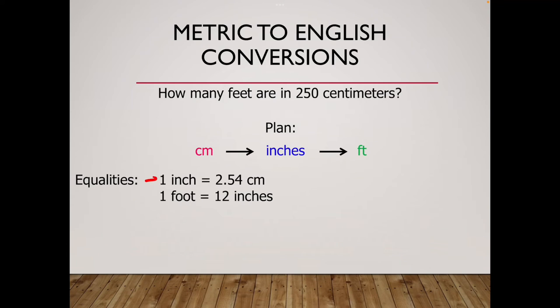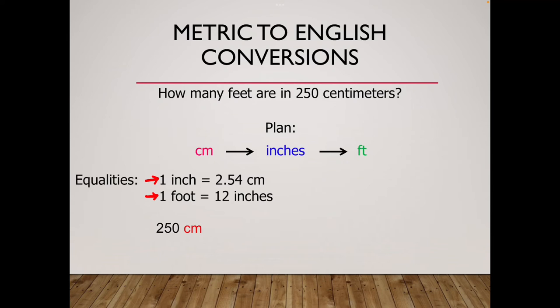So here's our equality. 1 inch is 2.54 centimeters. So like I said, that's the one that will get us from metric to English and vice versa. And this is an English system conversion. 1 foot is 12 inches. Like I said, likely you know this one already. If you came across it on a test and you don't know it, I will give you that one though, because the English system is not a focus of this class.